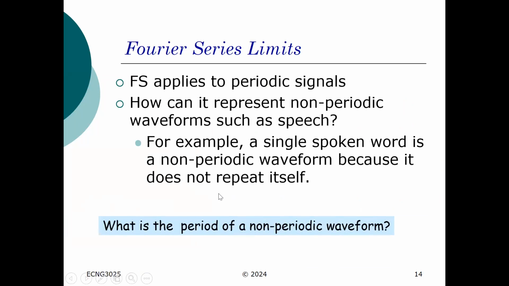Now, the Fourier series applies to a periodic signal. But almost all the natural signals that we encounter in the real world are not periodic. Sometimes it may be periodic for a short time, or it may be just a sporadic burst, or something like speech, for instance. Depending on what someone is saying, the speech signal itself will not be periodic. So what do you do? What is the period of a non-periodic waveform?